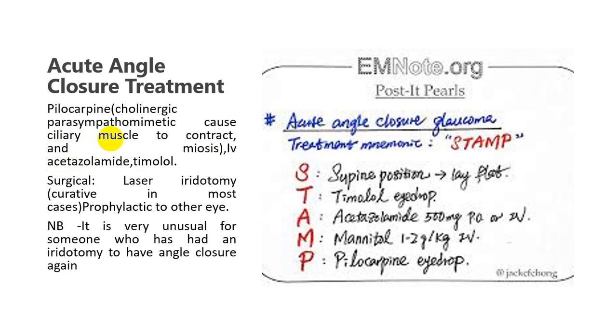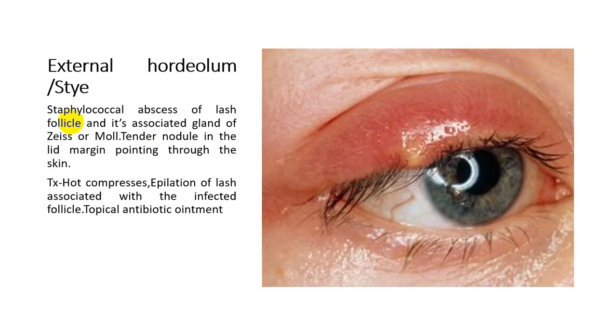And surgical management, there is laser iridotomy, and it's curative in most cases and prophylactic to the other eye. It is very unusual for someone who has had an iridotomy to have angle closure again.